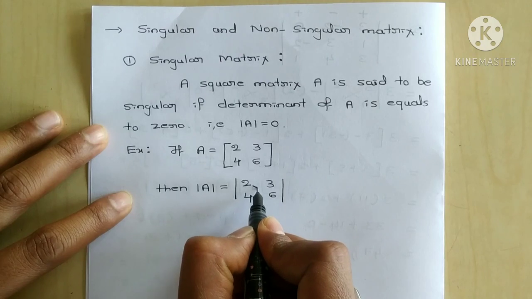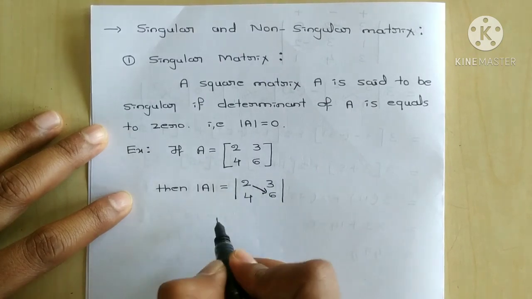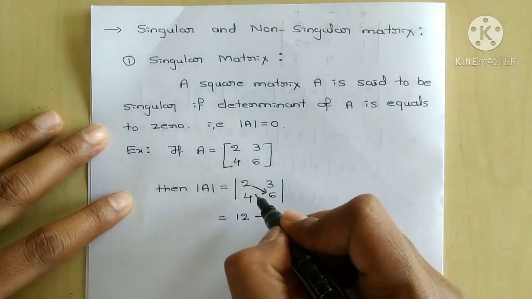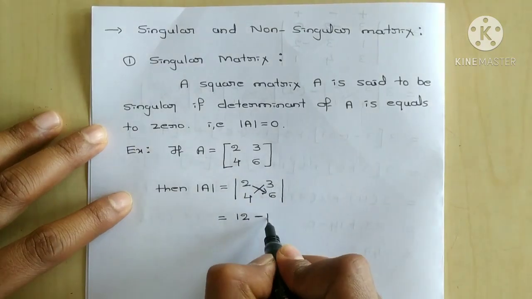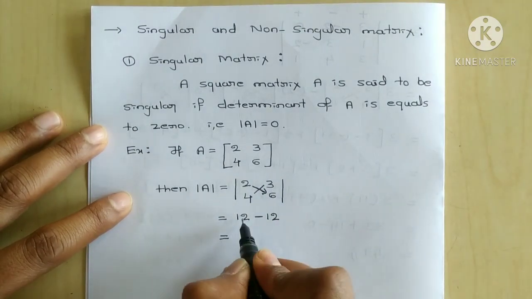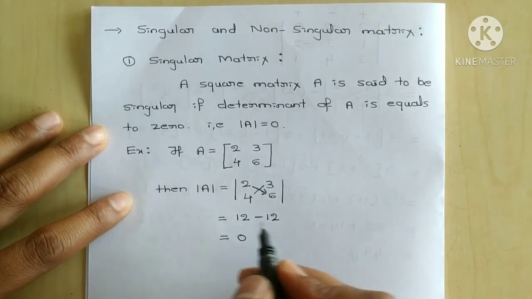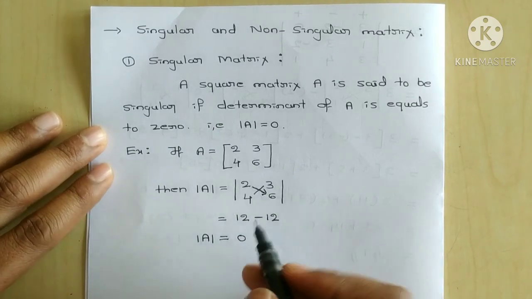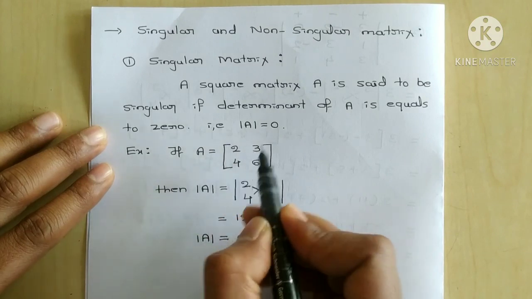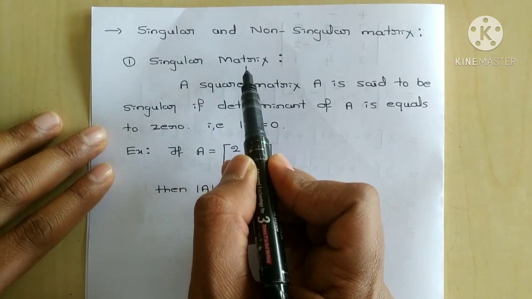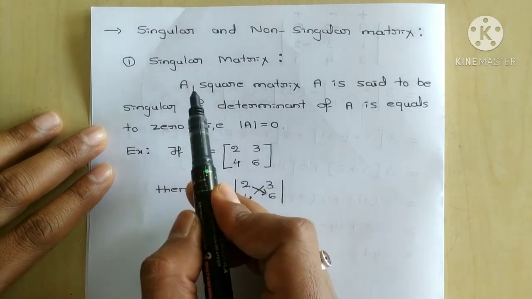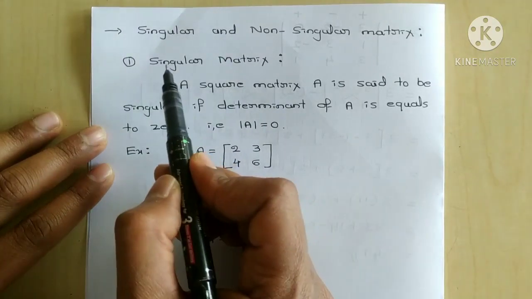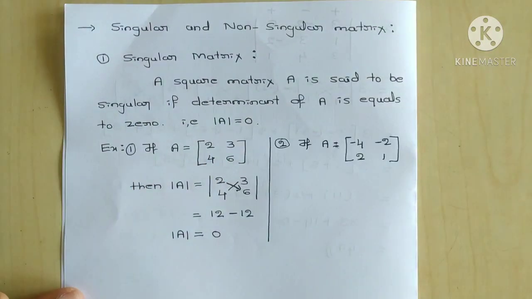So do the cross multiplication, arrow mark, first. 2 into 6 is 12. In the middle, which sign always comes? Minus. Next, these two: 4 into 3 is 12. So finally 12 minus 12 is how much? 0. So the determinant of A value you are getting is 0. Therefore such a type of matrix is called a singular matrix. For any square matrix, if the determinant value goes to 0, then such a square matrix is called a singular matrix.